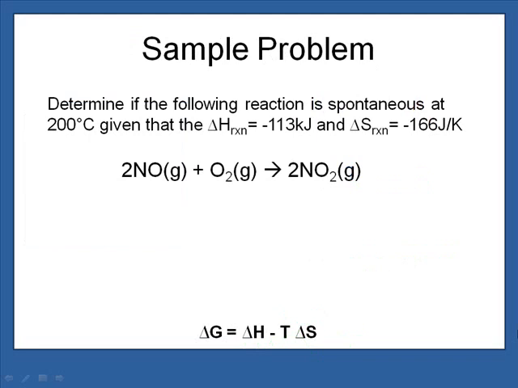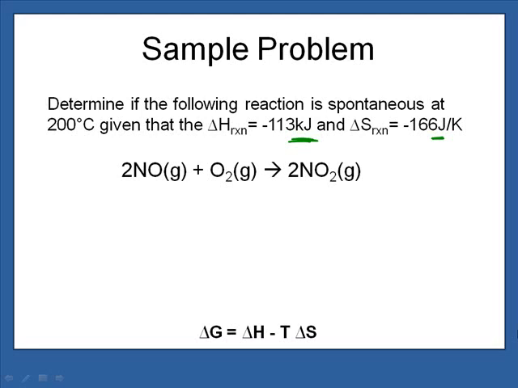Determine whether the following reaction is spontaneous at 200 degrees Celsius, given that the delta H of the reaction is negative 113 kilojoules, and the delta S of the reaction is negative 116 joules per Kelvin. There are two things here that I want to make sure you're aware of. Number one, the delta H's are typically given to you in kilojoules, and the delta S's are typically given to you in joules. We can't do any math with these until we have the same unit.